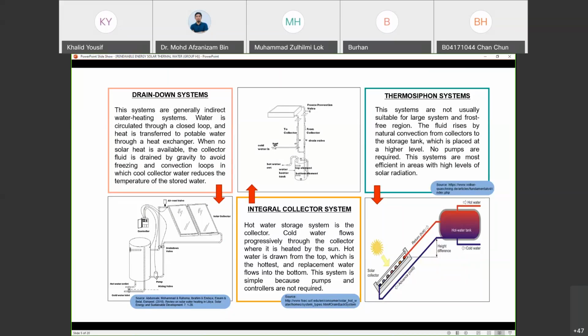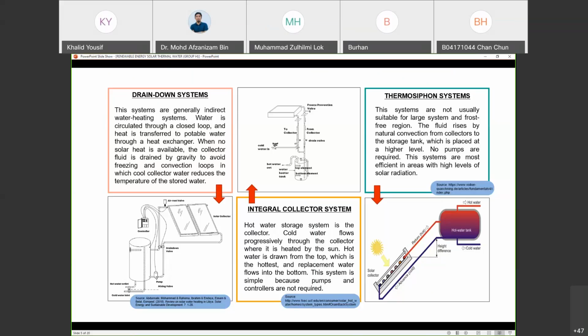All right, there is the integral collector system. The hot water storage system is the collector. Cold water flows by gravity progressively through the collector, where it is heated by the sun. Water is drawn from the top of the loop, which is the hottest, and replacement water flows into the bottom. This system is simple because pumps and controllers are not required.